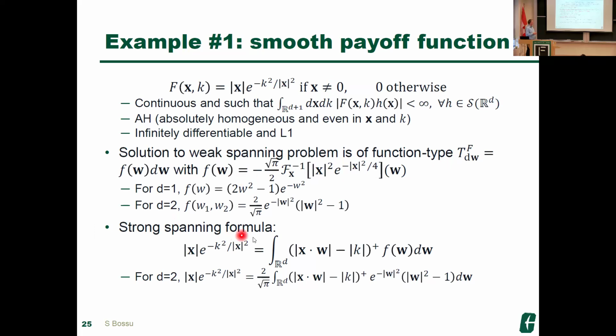And so, for example, in dimension 2, I get this kind of quantity nu, if you want, of the basket calls. And so we recover a strong spanning formula, which is that the payoff can be decomposed as a sum of basket calls times, we call it f here instead of nu, but it's the same idea. It's the quantity of basket calls. So it's a kind of nice non-trivial identity, which we made more explicit here in dimension 2.